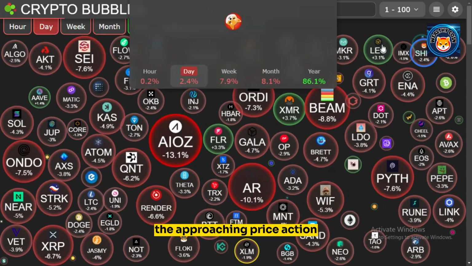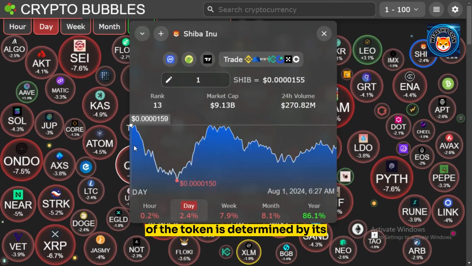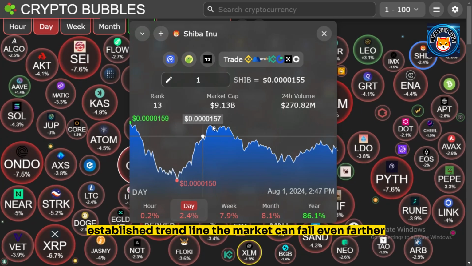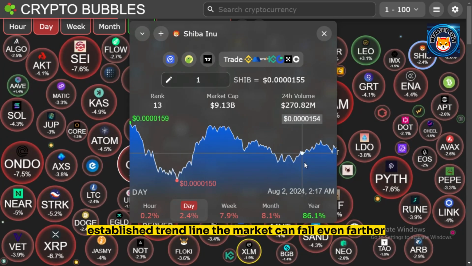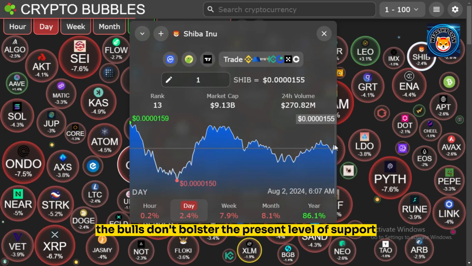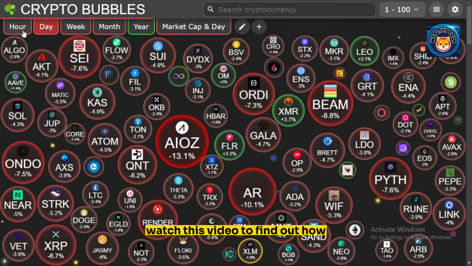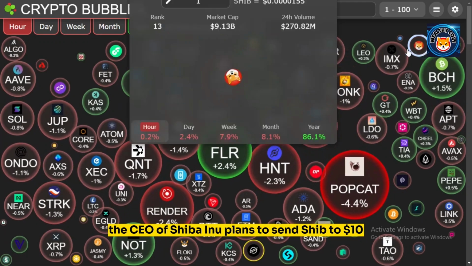The approaching price action of the token is determined by its proximity to a previously established trend line. The market can fall even farther if the bulls don't bolster the present level of support. Watch this video to find out how the CEO of Shiba Inu plans to send Shib to $10 in the next few hours.